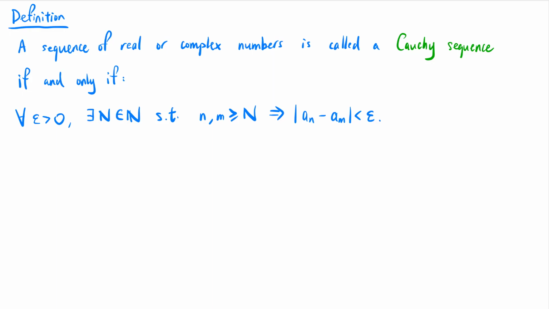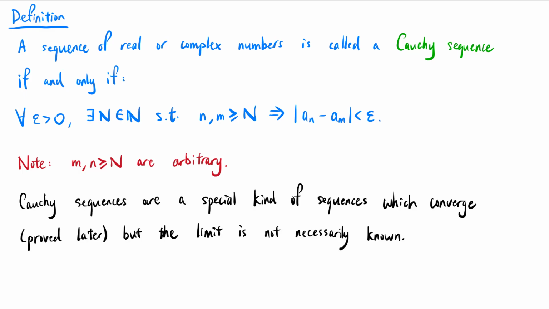This means that if I go sufficiently far down the sequence, more precisely beyond capital N, then any two terms, an and am, are arbitrarily close. Note that m and n are arbitrary, and we are free to choose any positive integer for n and m as long as they are greater than or equal to capital N. Cauchy sequences are a special kind of sequences which converge, but the limit is not necessarily known. We will prove this fact later in the video.